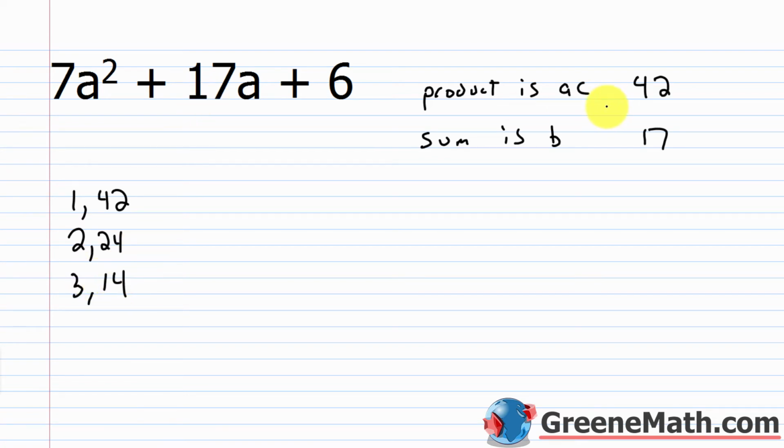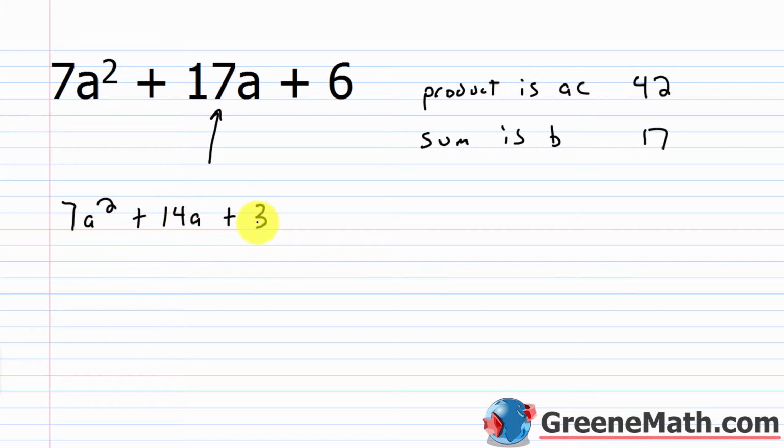So again, at this point, we're not done, right? Before we were done, we found our two integers. We throw them in. We're not done. We're going to use that to rewrite that middle term. So we're going to break it up into 7a squared plus 14a plus 3a plus 6. And again, notice that I put 7 next to 14, 3 next to 6, right? Because I know I can pull a 7 out of here and a 3 out of here. So that's why I did that.